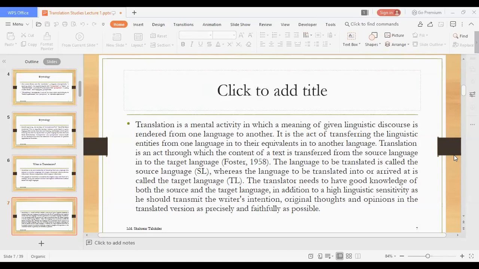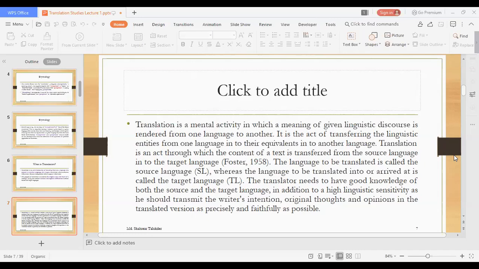Translation is a mental activity in which a meaning of given linguistic discourse is rendered from one language to another language. And it is the act of transferring the linguistic entities from one language into their equivalents in another language. So, for example, when you try to translate from English to French, or maybe from Bengali to Arabic, or from Arabic to Bengali, especially if we talk about the translation of the Holy Quran, you can see that we have to find the equivalent expression, equivalent words, and also sometimes the syntactical features. So we have to find the equivalence.